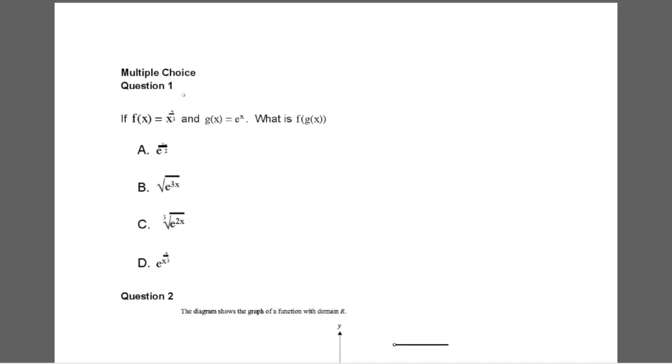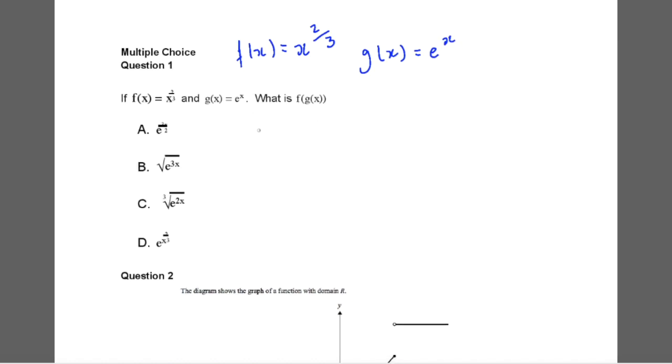Unfortunately, the formatting hasn't come out great, but we can see with this first question here, it says f of x equals x to the power of 2/3, and g of x equals e to the x. Okay, and then the question is, what is f of g of x? Well, f of g of x, so we take the function f of x, and wherever we see an x, we plug in the function g of x.